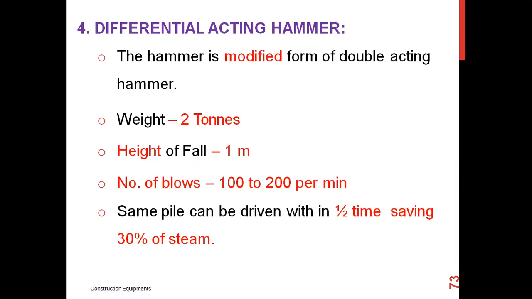Differential acting hammer. The hammer is a modified form of the double acting hammer which weighs about 2 tons. The height of fall is 1 meter. The number of blows it can deliver per minute is 100 to 200. The same pile can be driven within half the time, saving 30% of the steam.